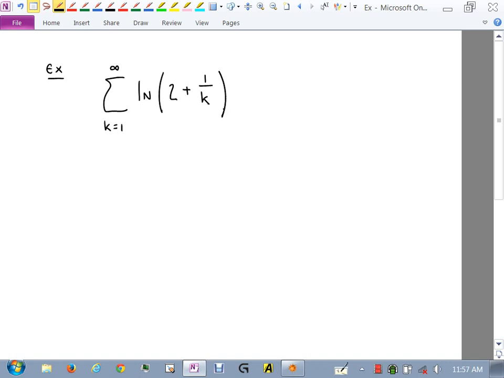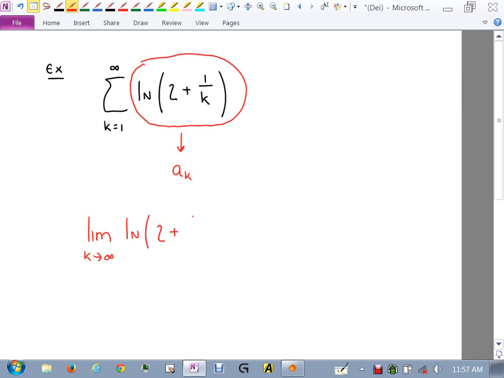All right, so since this is a series and I'm trying to find out what it adds up to, I'm going to start by looking at the inside. This right here is my sequence, that's my sequence that I'm adding up. I'm going to call it a sub k instead of a sub n because I'm using k as an index. I would like to know what the limit as k goes to infinity of the natural log of 2 plus 1 over k is. That would have been a homework problem from 8-1.